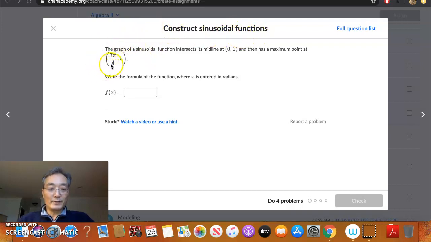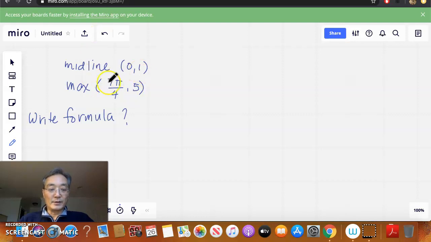So the first problem we're given here is: the graph of a sinusoidal function intersects its midline at (0, 1), and then has a maximum point at (7π/4, 5). Write the formula of the function where x is entered in radians. So what I did was I just copied the important information here, and obviously the important information is the midline (0, 1) and the maximum point (7π/4, 5). Okay, so here it is, and they want us to write a formula for this particular function. Let's see how we can do that.